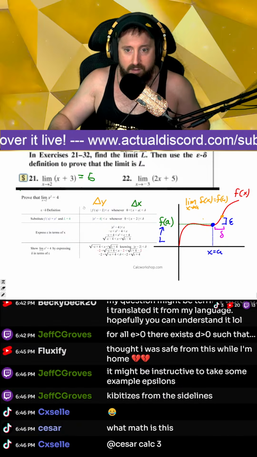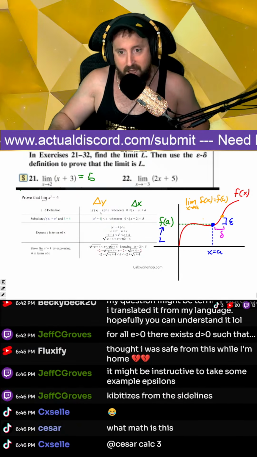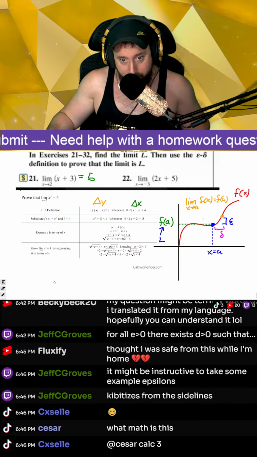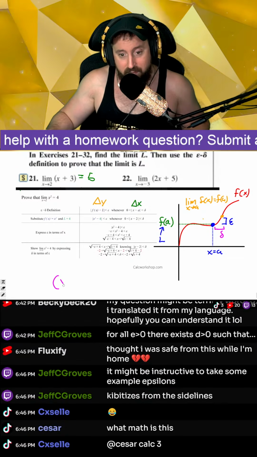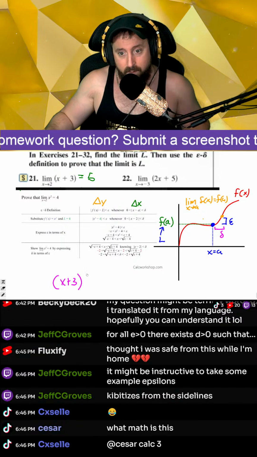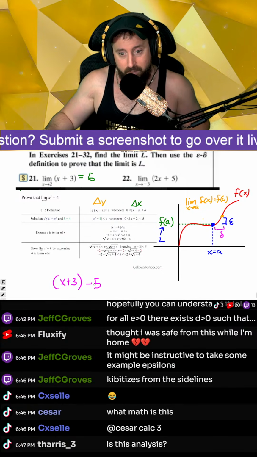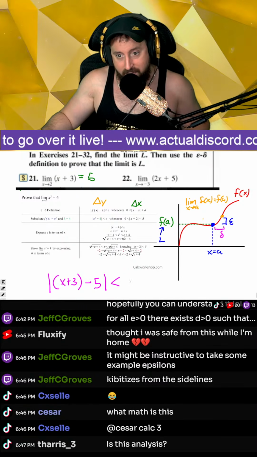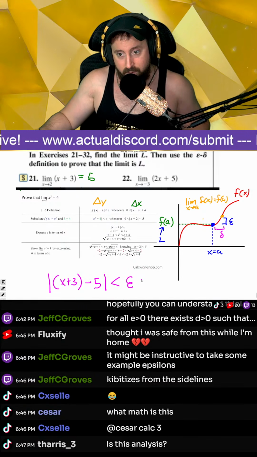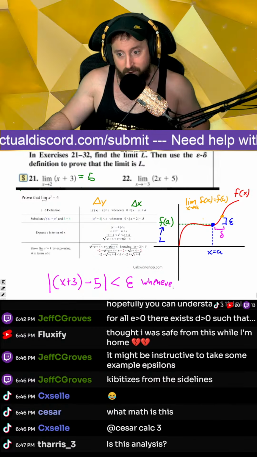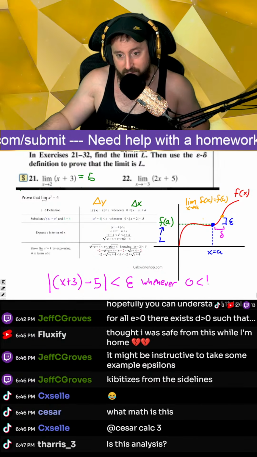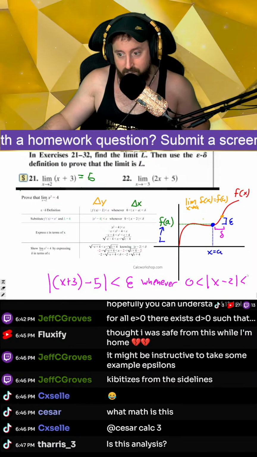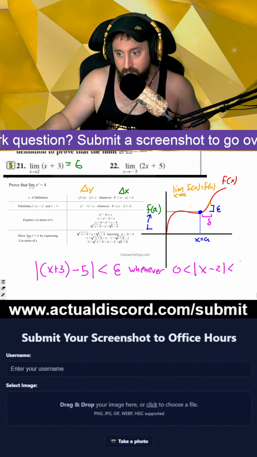So in this case, f of x is less than L. L is what we think the limit is, which I think the limit's 5, right? So I'm going to say f of x, which in this case is x plus 3 minus 5, absolute value of that is less than epsilon whenever 0 is less than the absolute value of x minus 2, which is less than delta.